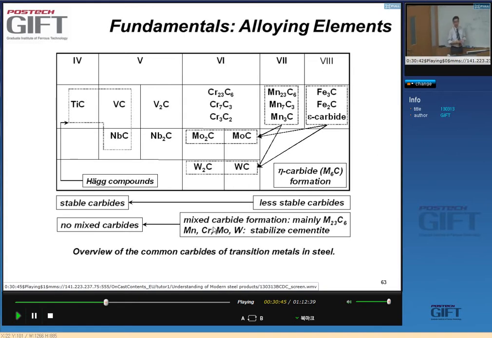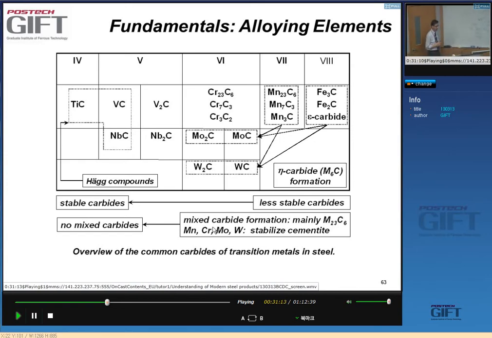This is important. This happens also for chrome, for manganese, as I said. Yeah? You always form the cementite and some of these elements are incorporated in the cementite lattice instead.